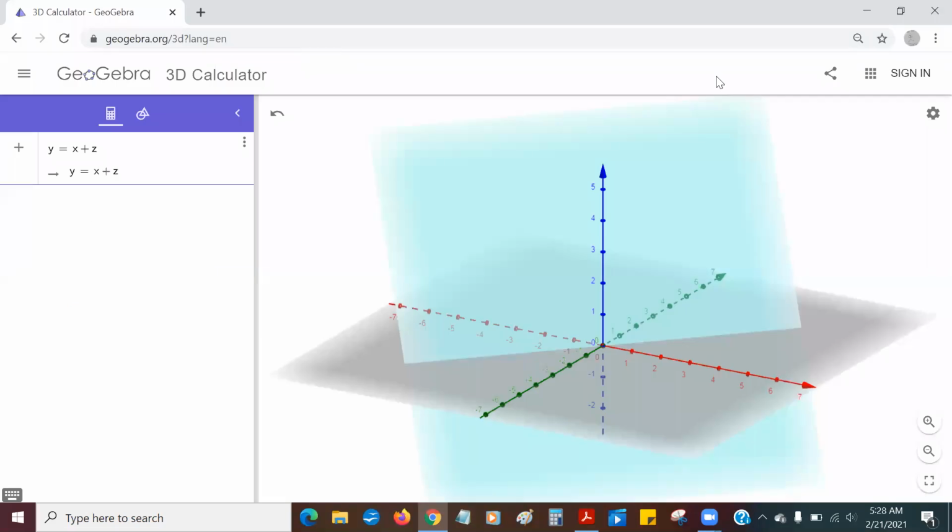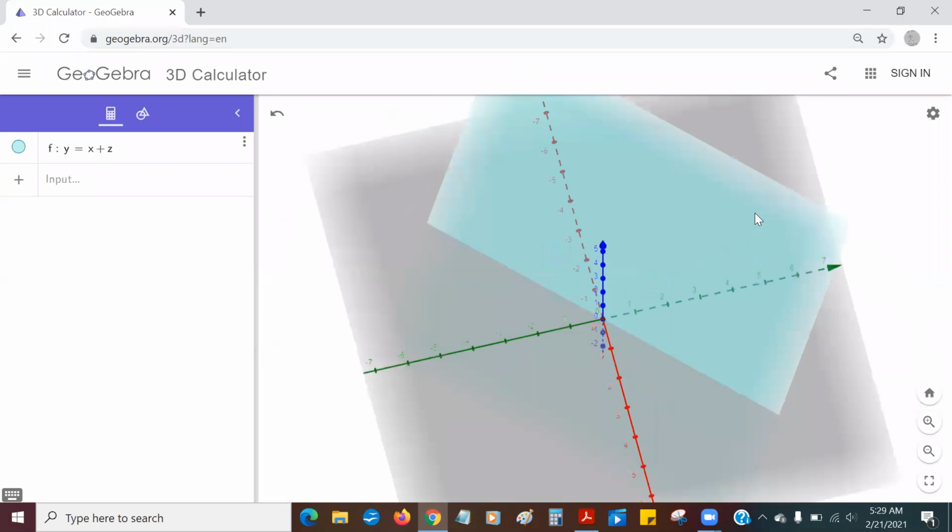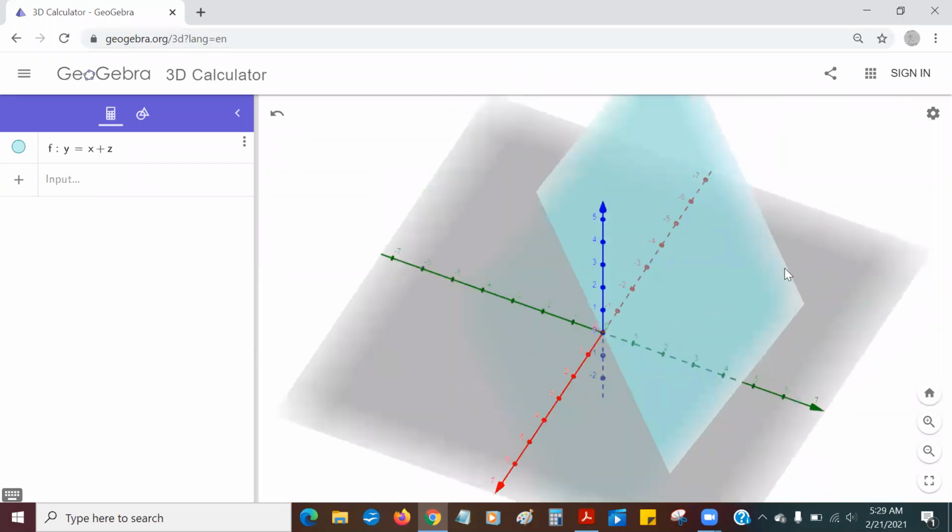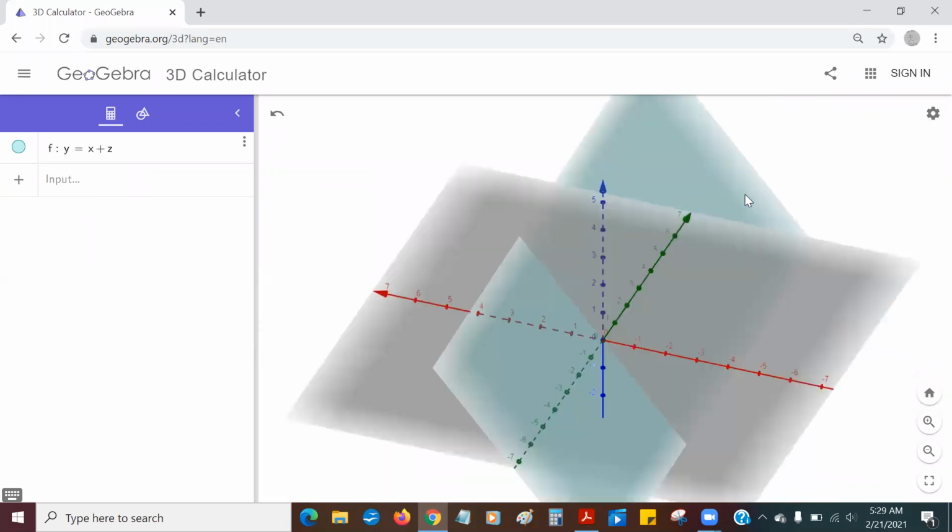Here I am in one of my favorite websites, which is GeoGebra.org. When it comes to two-dimensional graphs, I love Desmos. When it comes to three-dimensional, I love GeoGebra. So what we had was really y equals x plus z, because we added the x and the z and got the y. And this here is the plane. It's also kind of cool, you can make it spin. You can look at it from different angles.